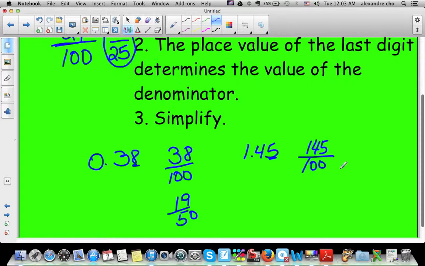145 over 100. You were not going to leave it like this. You're always going to change this to a mixed number. Okay, so let's change that to a mixed number. So 100 goes into 145 one time, and you have 45 left over, over 100. I can still simplify this. I can leave the 1 by itself alone because nothing can be done, but I can simplify the fraction 45 over 100. Divide both top and bottom by 5. 45 divided by 5 is 9. And 100 divided by 5 is 20. My final answer is 1 and 9/20. So 1.45 as a decimal is written as 1 and 9/20 as a fraction.